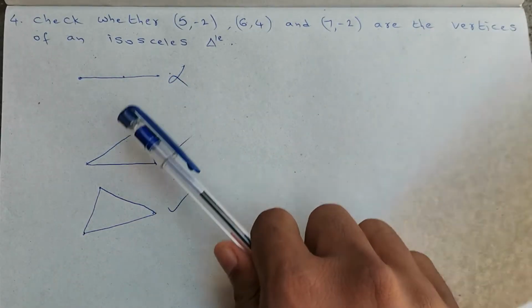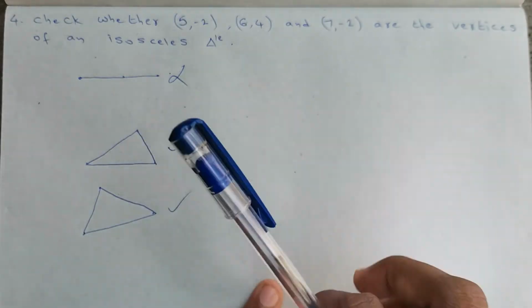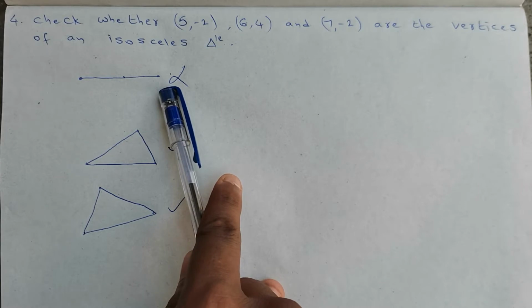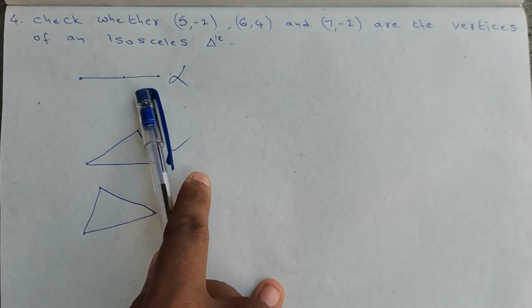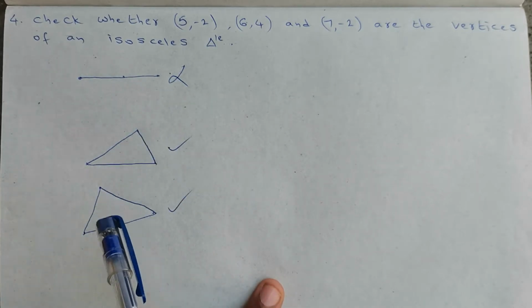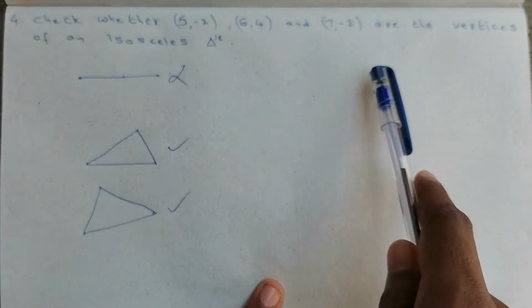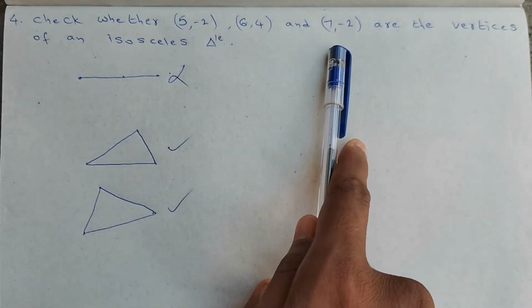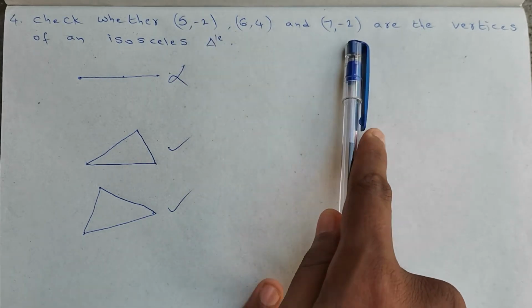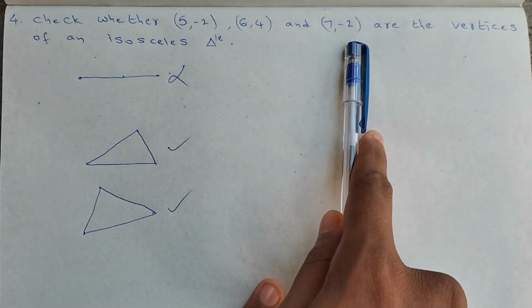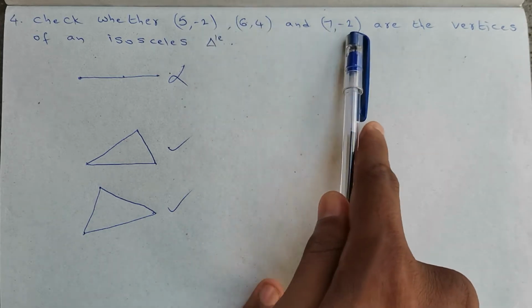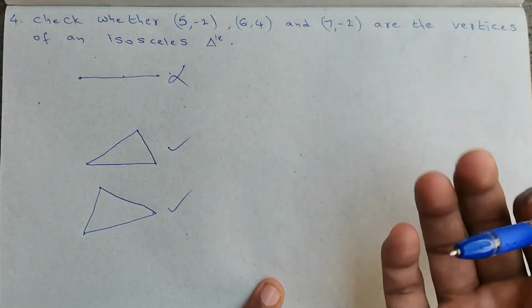So from these figures we can conclude one thing, that is, if the points are collinear, drawing a triangle is not possible, otherwise it is possible. So first we need to check whether these 3 points are collinear or not. If these 3 points are collinear to each other, it is not possible to construct a triangle. If these 3 are not collinear points, yes, we can construct the triangle.